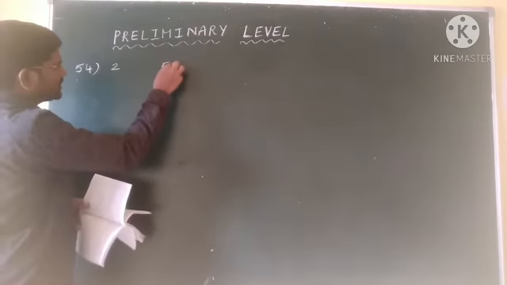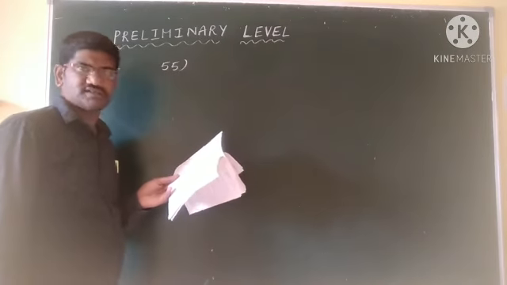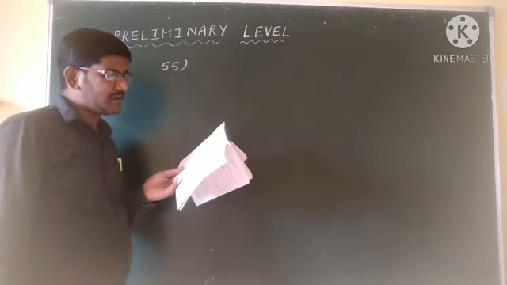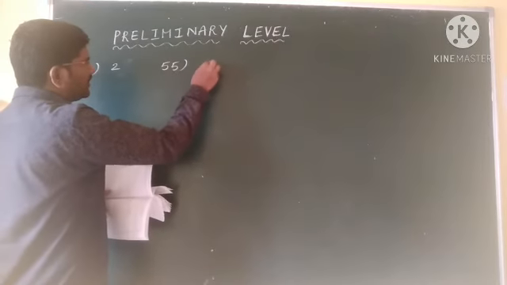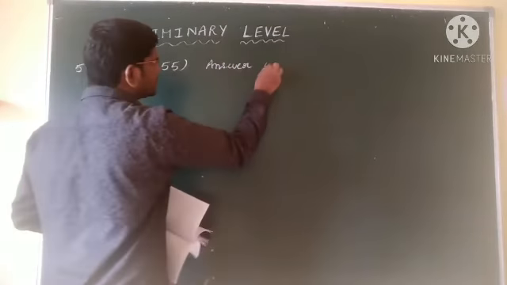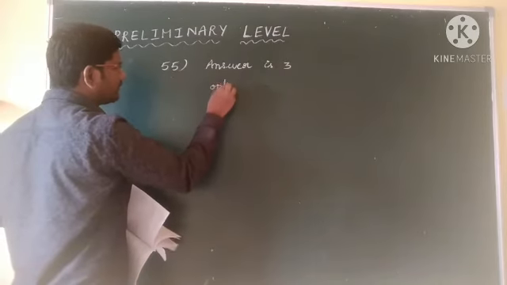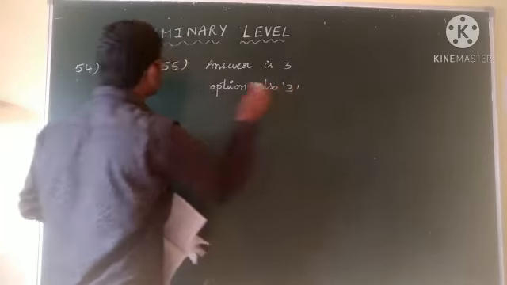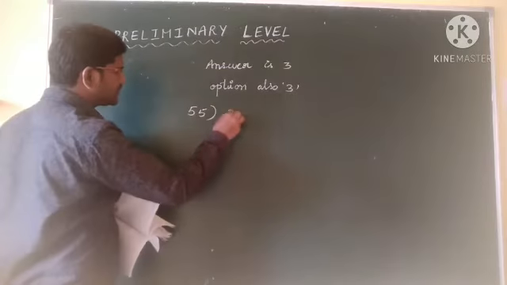And next question, students, question 55: the minimum number of unequal forces in a plane that can keep a particle in equilibrium is, so the answer is 3, and the option is also 3. So question number 55, the answer is 3, students.